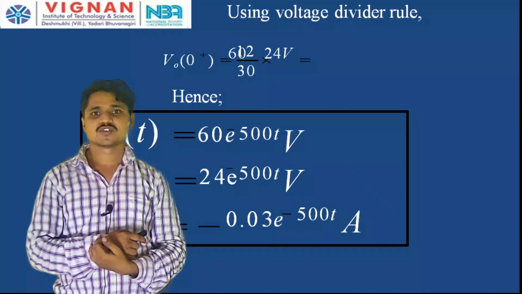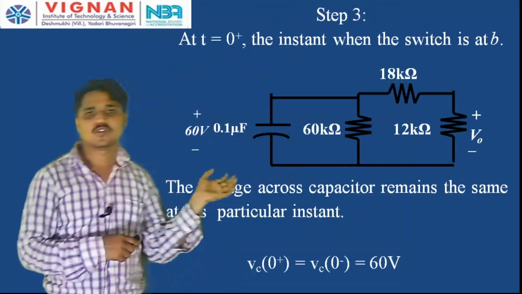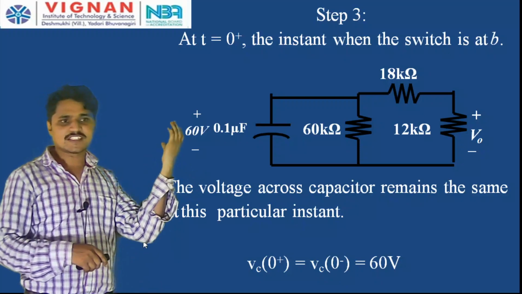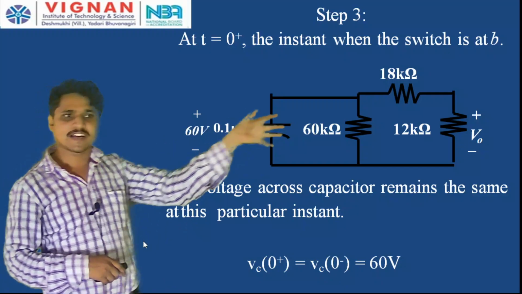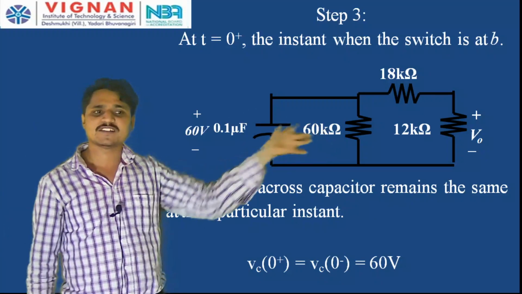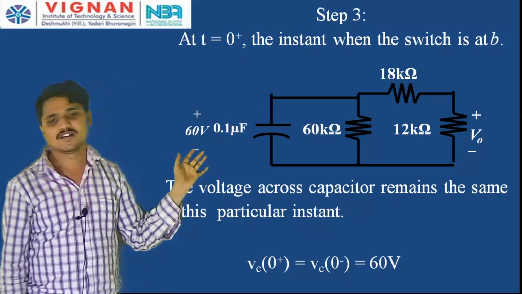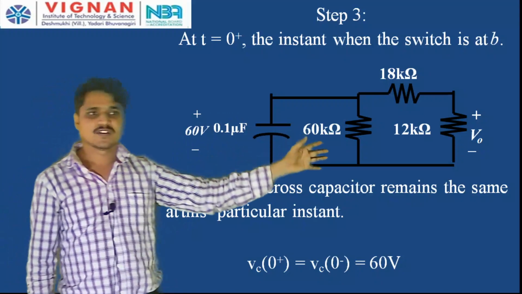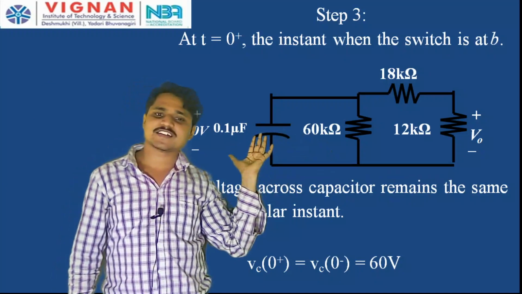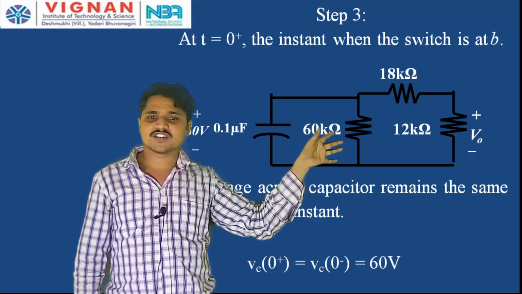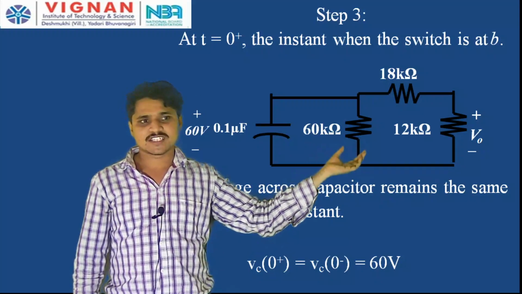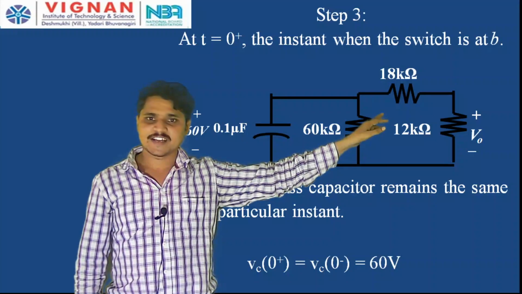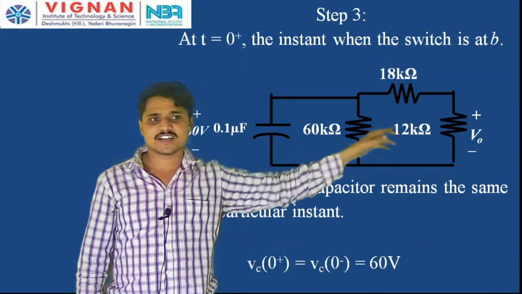Now see here. So using the voltage division rule, okay, this is the voltage across the capacitor, so 60 volts. The same 60 volts will appear across this 60 kilo ohm resistor, because these two are connected in parallel. So we know that parallel voltage is the same. So voltage across the capacitor is 60 volts. Therefore, voltage across the 60 kilo ohm resistor is also 60 volts. Therefore, the 60 kilo ohm resistor, 18 kilo ohm and 12 kilo ohm, these three are connected in series.